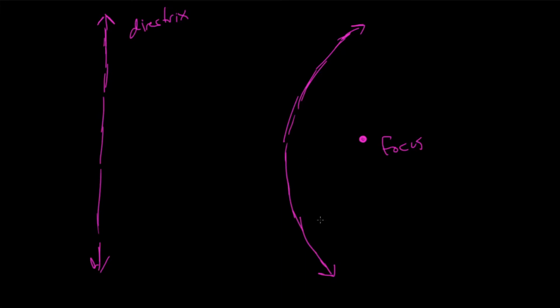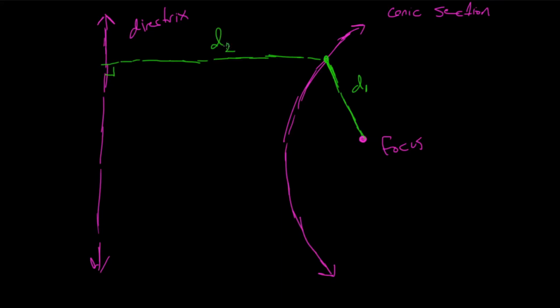So for this conic section here, what I am interested in is the distance from the focus to the conic section, which I'm going to call D1, and the perpendicular distance the conic is from the directrix. I'm going to call this D2. And the eccentricity, therefore, is this ratio, D1 to D2.